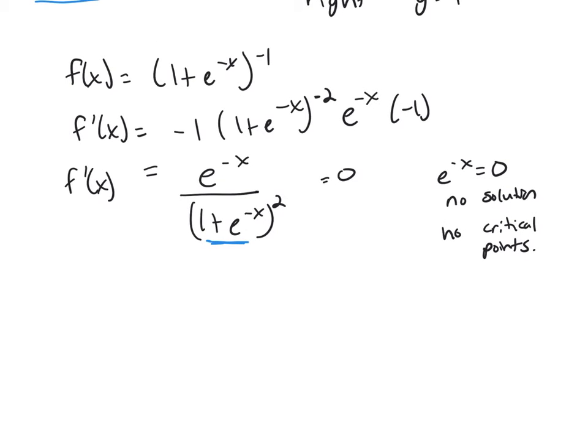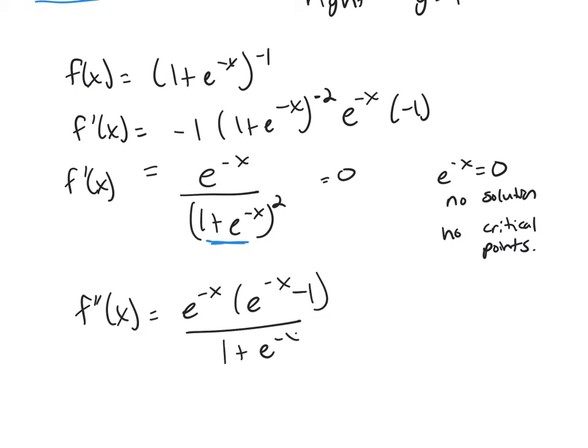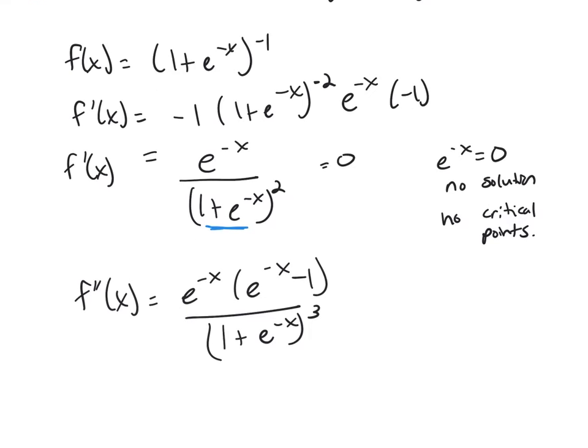Now I'm going to find the second derivative. Here you're going to have to use the quotient rule. So if you use the quotient rule and simplify, you should get something like this. You should get exactly that. And so then we look for our inflection points.